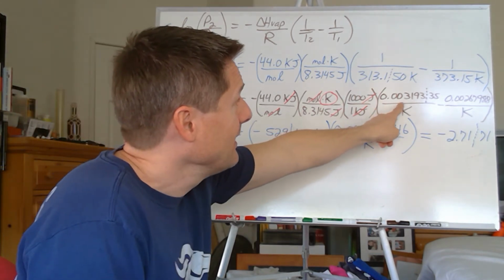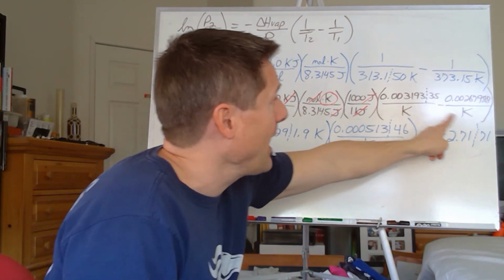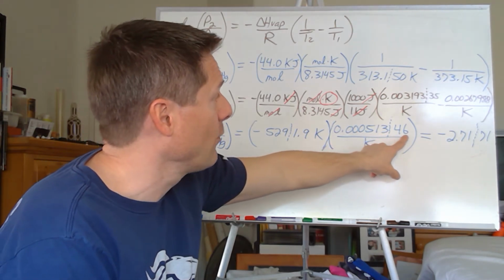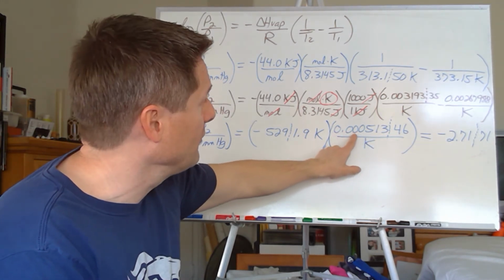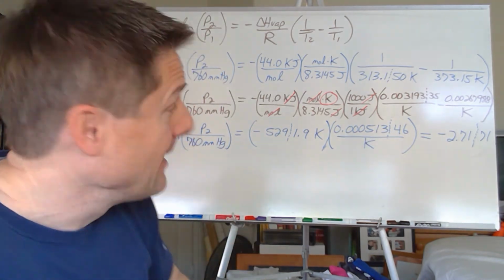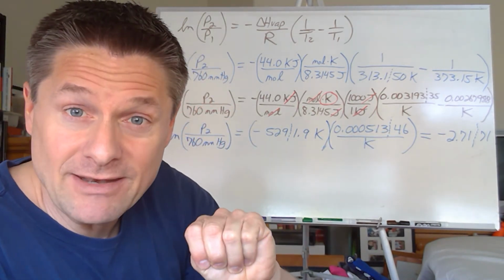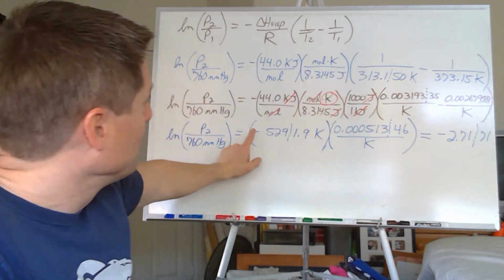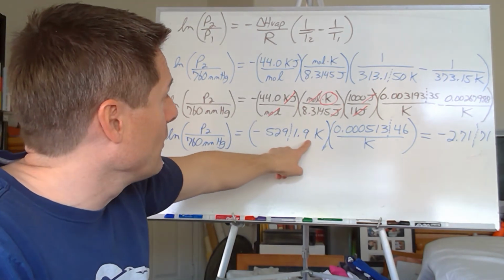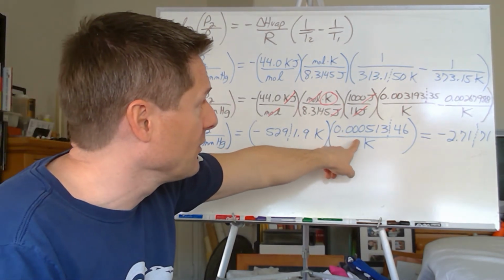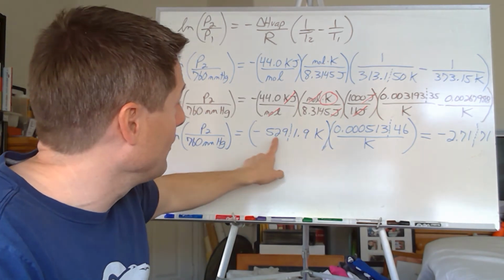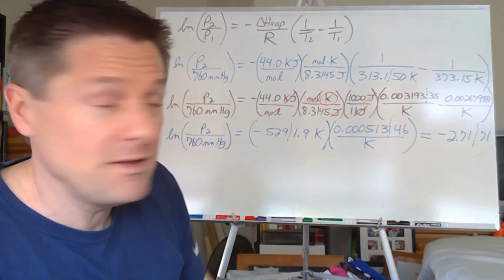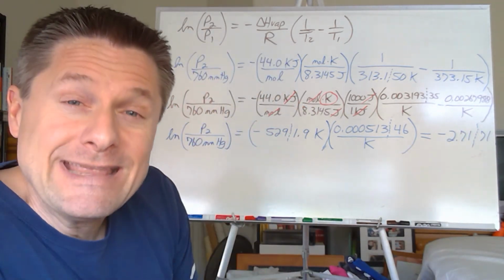So when I take these 2 numbers, right, and subtract them to 6 decimal places, I get 0.00051346 inverse Kelvin, good to 1, 2, 3, 4, 5, 6 decimal places. Now that leaves me with 3 significant digits. So I just added the next step. Let's solve for the term on the right since we know everything. So if I take the negative 5,291.9 Kelvin times 0.00051346 inverse Kelvin, good to 3 sig figs, I get negative 2.7171, good to 3 significant digits.